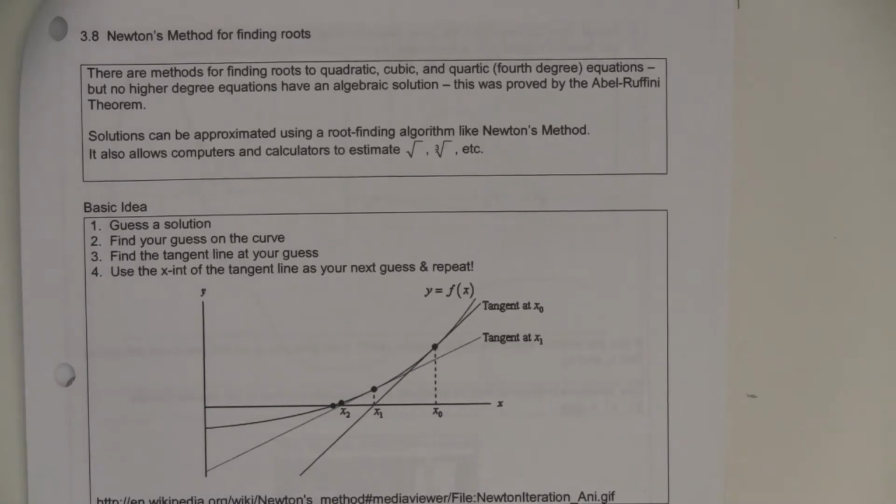If it's fourth degree, it's difficult, but higher than that, it is extremely difficult, and it's been proven that there's not going to be any easy formula. Newton's method will approximate those solutions, and so that's a pretty good thing.